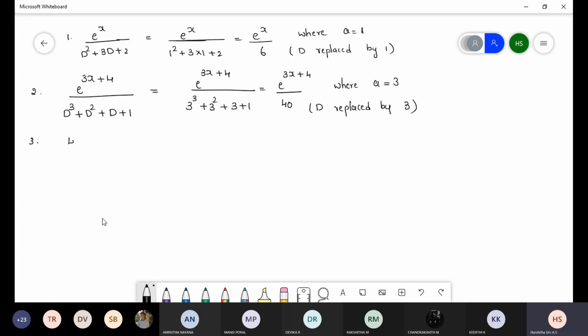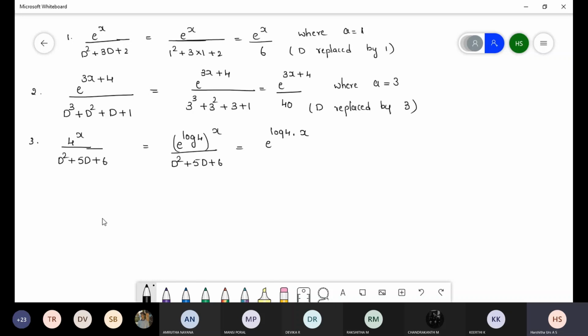Next, third one, 4 power x divided by d square plus 5d plus 6. Here 4 power x is there. So we want it in terms of e power x. So what we have to write? e power log 4 whole into x divided by d square plus 5d plus 6.